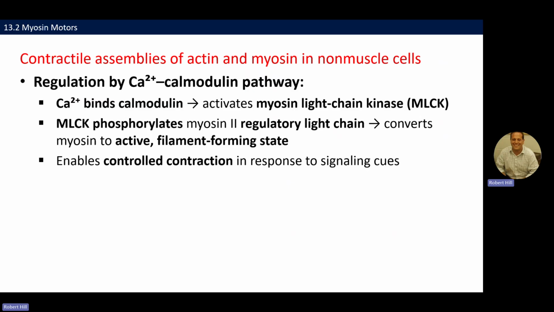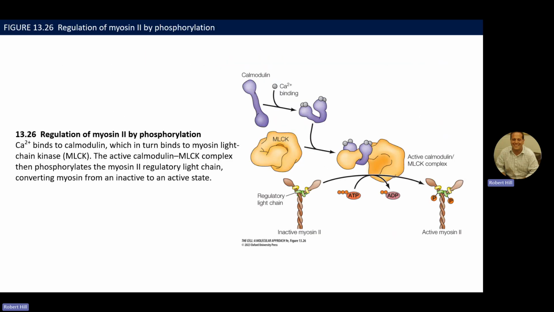That causes a conformational change that unfolds the molecule and promotes filament assembly. So this phosphorylation activates myosin's ATPase activity, enabling it to bind actin and generate tension. Then when calcium levels fall, there's an enzyme called myosin light chain phosphatase that removes the phosphate and returns myosin to an inactive state. Okay, so here you can see calmodulin, the important regulatory calcium binding protein.